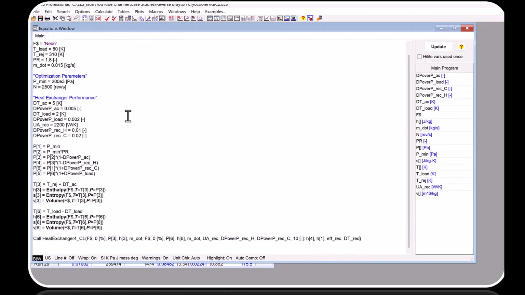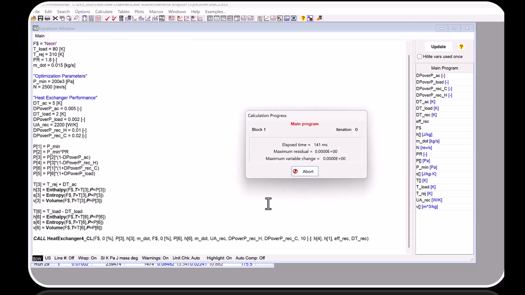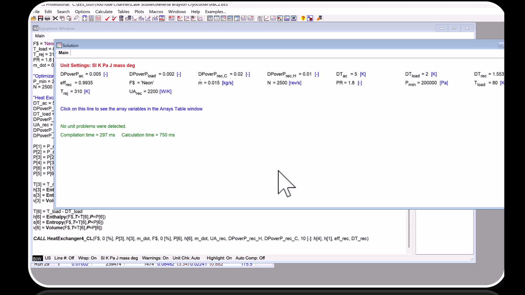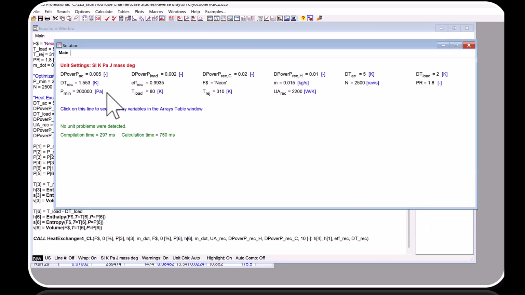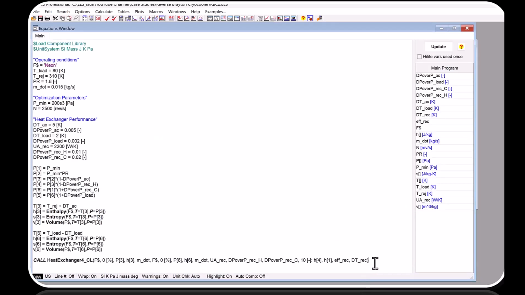So hopefully that will solve. Let's save this and solve. And it looks like it does okay. Under these conditions, the effectiveness of the recuperator is 0.994, which seems really high, but for these cryogenic recuperative heat exchangers, that's not unheard of.